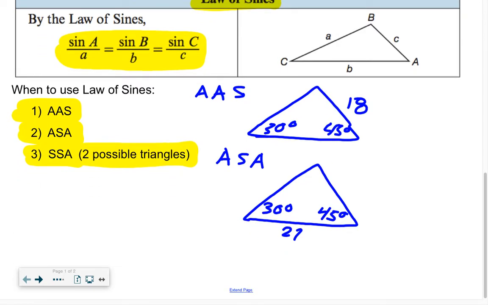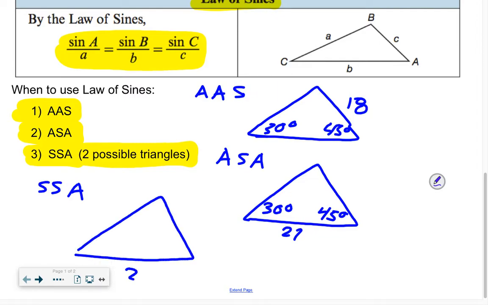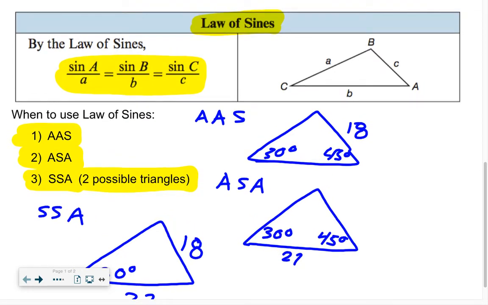An example of a side, side, angle could be 27, 18, and I don't know, 30 over here. That's an example of side, side, angle. As long as we have one of these 3 scenarios, we can use our law of sines.